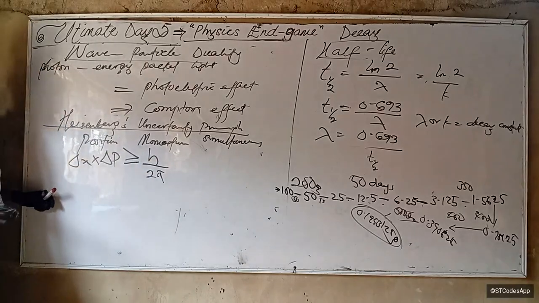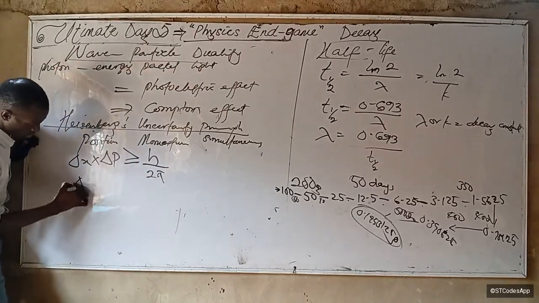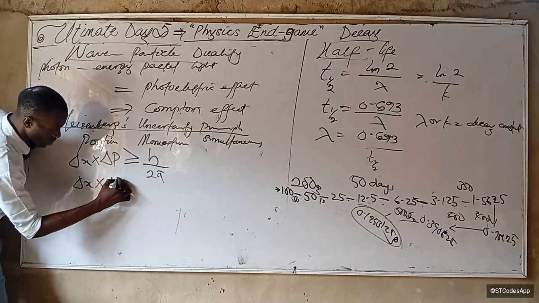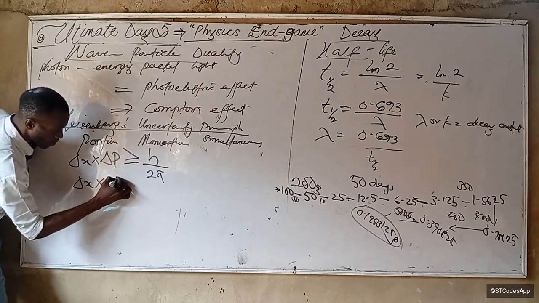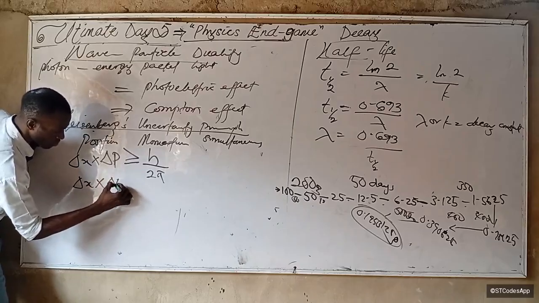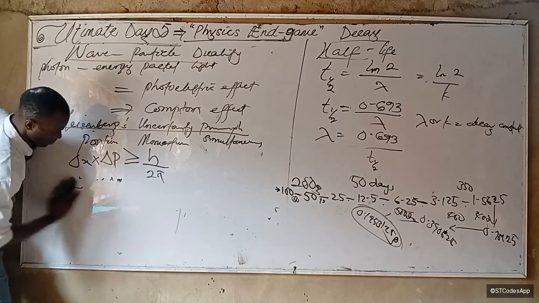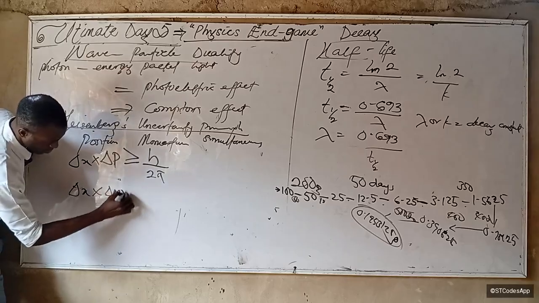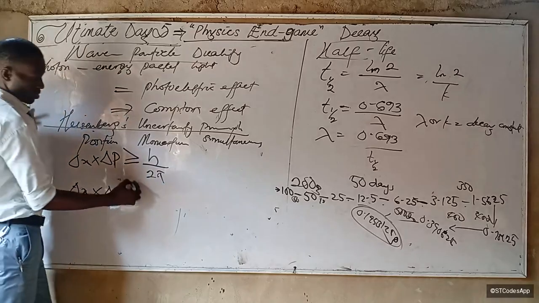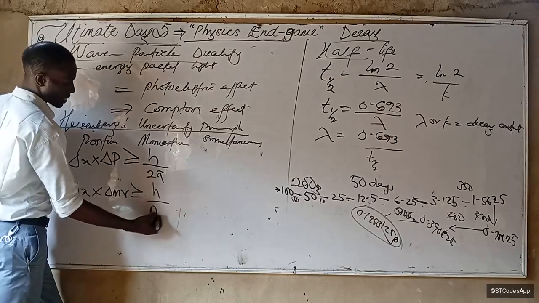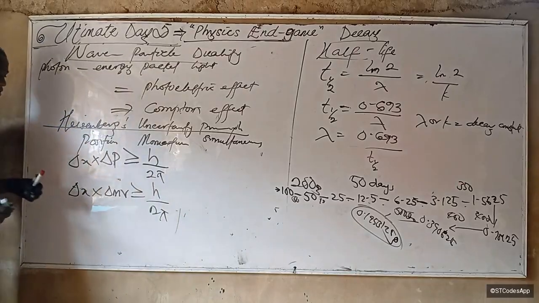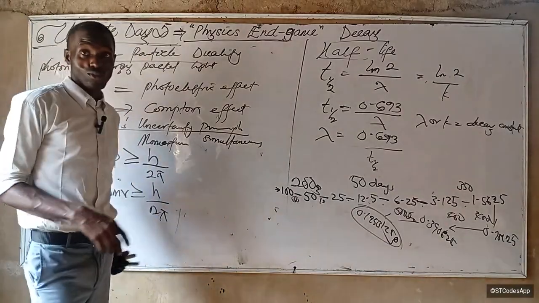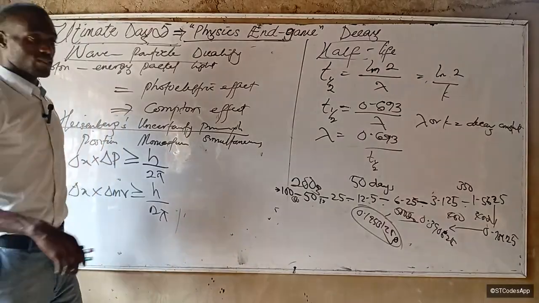So if you are given a question, you can say change in x times change in p, where p is momentum, will be greater than or equal to h over 2 pi. Do we understand? By the time you have all of these formulas, when you see a question, you will know what to apply. Just master it.